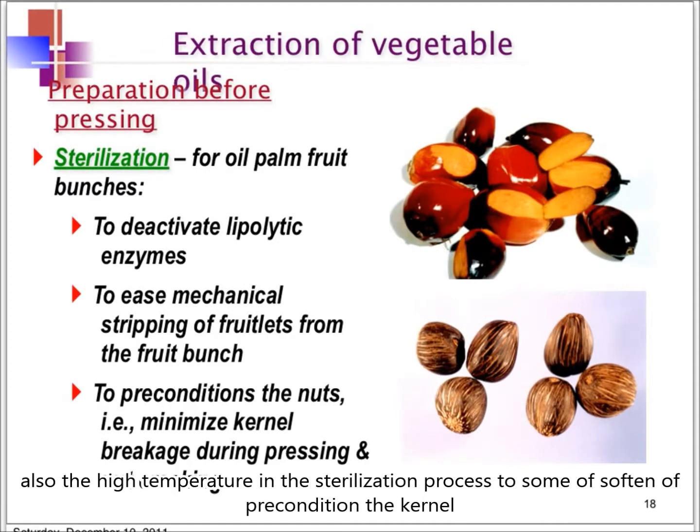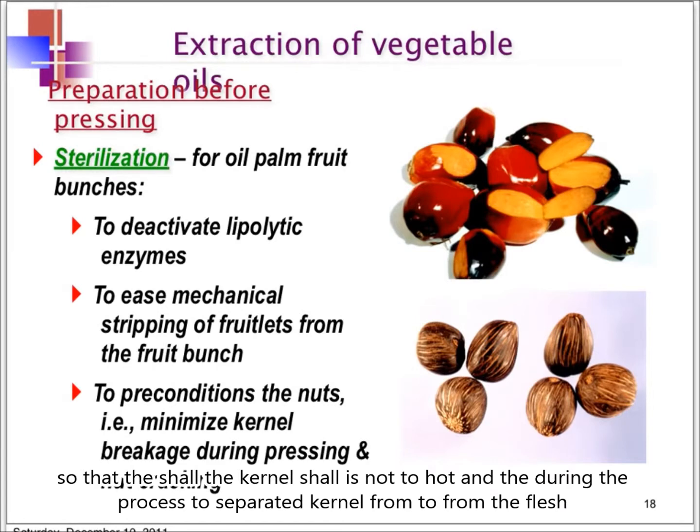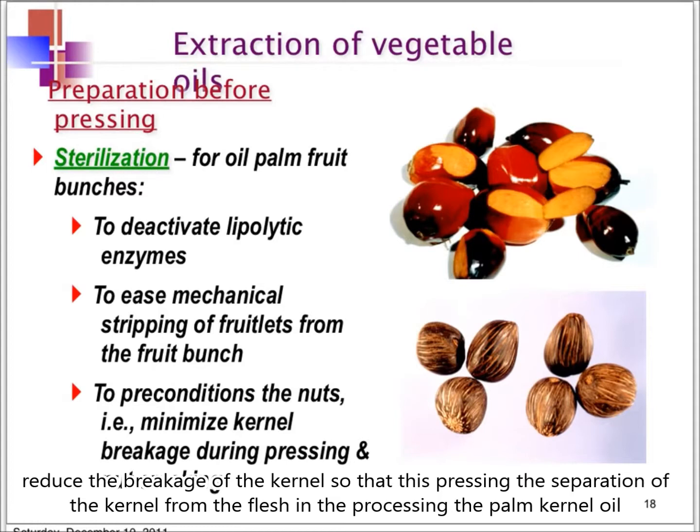Also, the high temperature in the sterilization process will soften or precondition the kernel, so that the kernel shell is not too hard. During the process to separate the kernel from the flesh, it will reduce the breakage of the kernel, so this will facilitate the separation of the kernel from the flesh in the processing of the palm kernel oil.